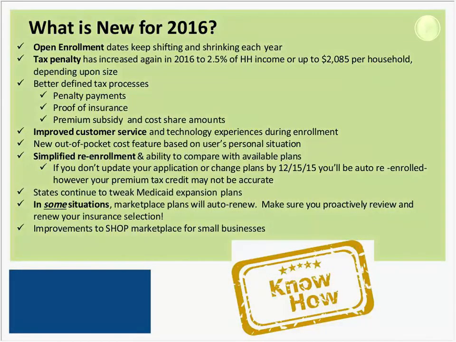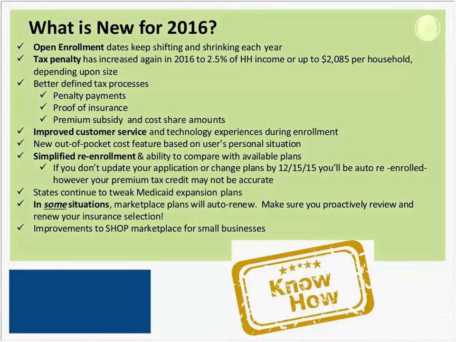So what's new for 2016? As mentioned, the open enrollment dates keep shifting and shrinking each year. The tax penalty has increased again for 2016. So if you remain uninsured and you opt not to purchase insurance, you will be subject to a tax penalty of 2.5% of the household income, or up to $2,085 per household, depending on the size of the household.